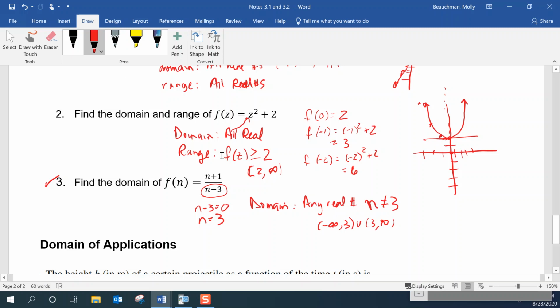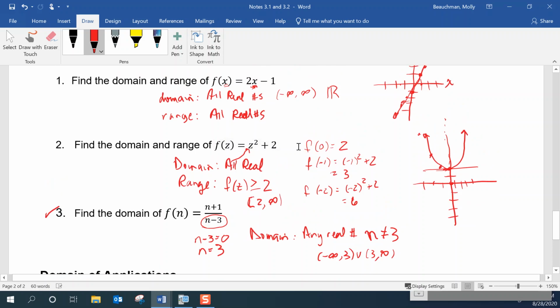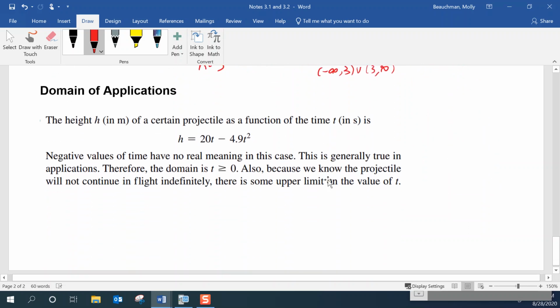So when you look at functions as equations, we reason through what you can put in for x, or the independent variable, as your domain. What are your outputs going to be as your dependent variable or your range? When you have an application problem, such as this one, this is a function that actually represents a real situation. The height h in meters of a certain projectile as a function of time t in seconds is h equals 20t minus 4.9t squared.